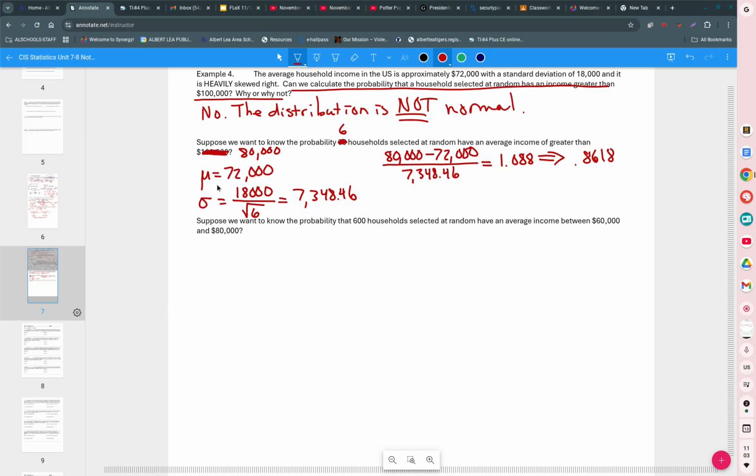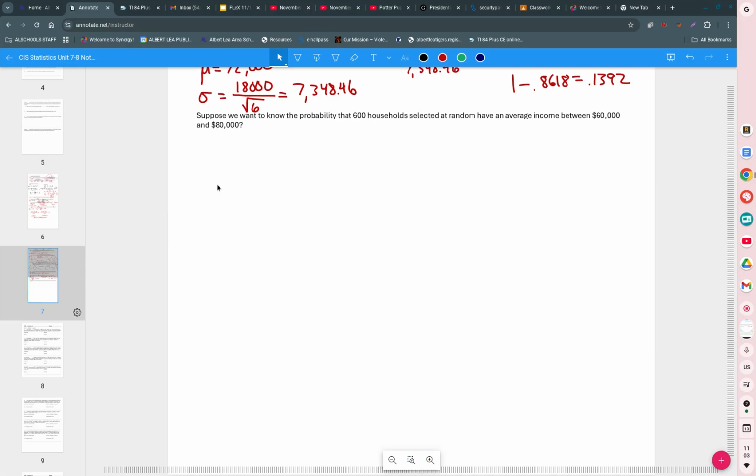Did you come up with 0.8618? Is that my answer? We're wanting the probability that's greater than, so therefore we subtract from 1. So 1 minus 0.8618 should be equal to 0.1392, I believe. Is that what we got? Very good.